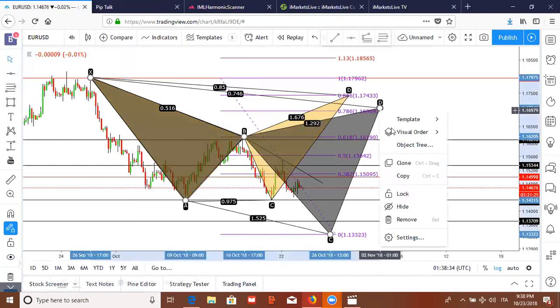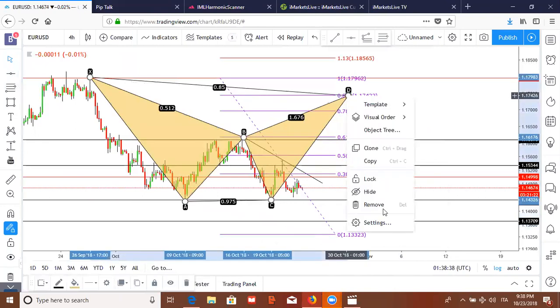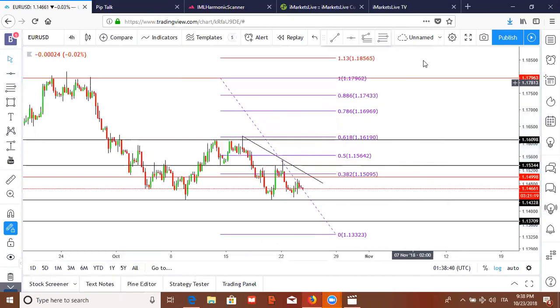So I'll go ahead and delete this. And don't get discouraged at all if you can't see this with your eyes right away. Your eyes are your number one tool when it comes to trading harmonic patterns, being able to spot these patterns out.